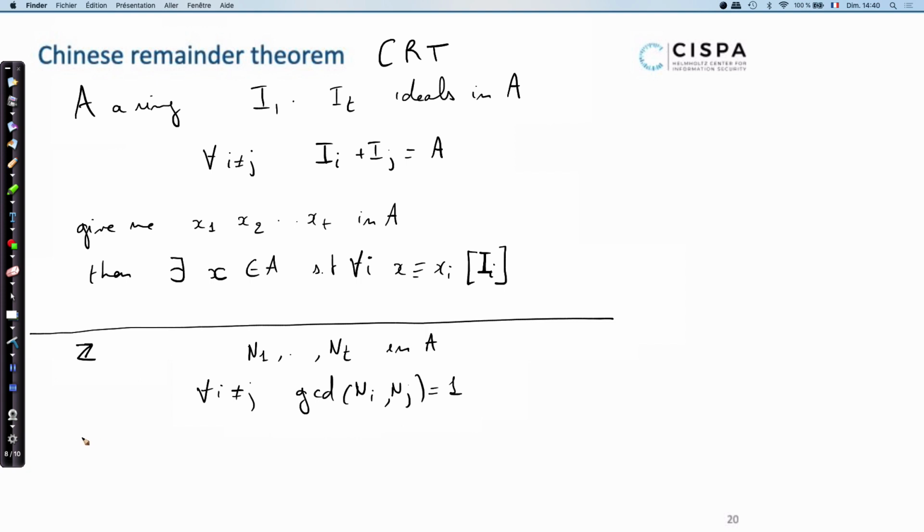These statements are the same. So now if you give me x1, ..., xt in Z, there is going to exist x in Z such that x is going to be congruent to xi modulo each of the ni. Okay? And this is the classical form of the Chinese remainder theorem.